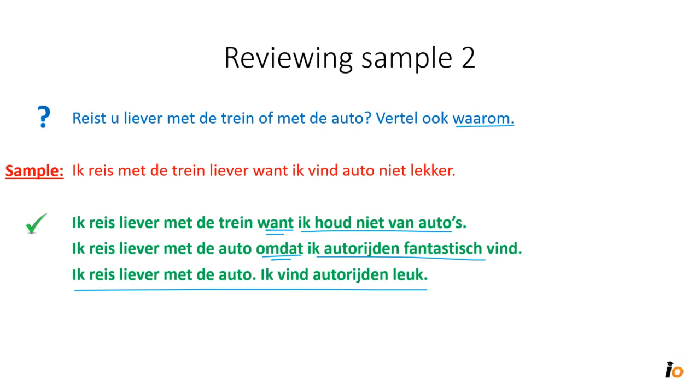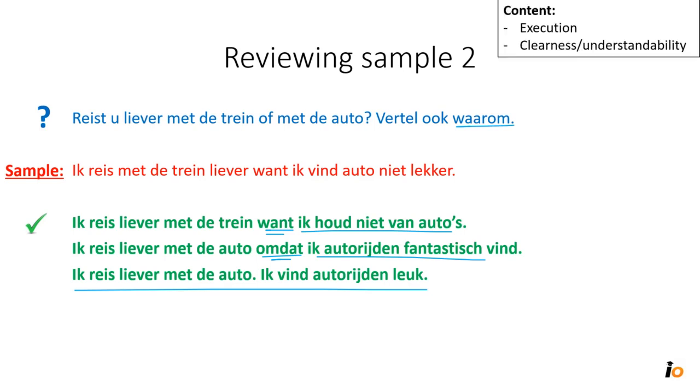So first he says what he prefers and then why he prefers that, without using a conjunction, but still it's a perfectly fine and structured answer. So you don't necessarily have to use the conjunctions if your answer is still clear and structured. Now let's go back to the sample and now let's review the sample using the grading aspects.